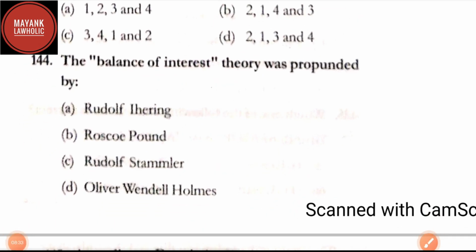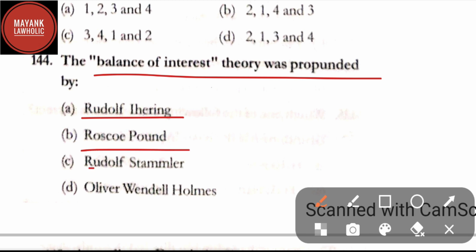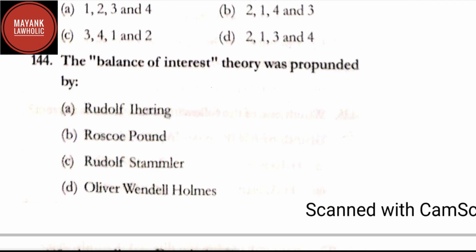Now let us proceed to question number 144. The balance of interest theory was propounded by option A, Rudolf Ihering, option B, Roscoe Pound, option C, Rudolf Stammler, and option D, Oliver Wendell Holmes. Here in question number 144, the correct answer is option A, that is Rudolf Ihering. Rudolf Ihering was known to be the propounder of the theory of balance of interest.